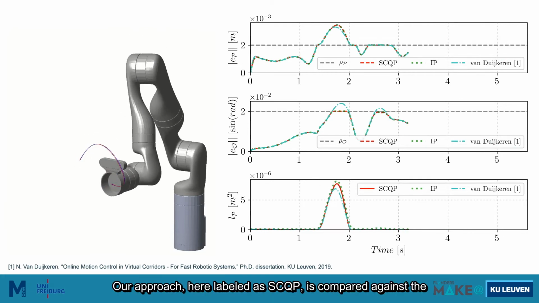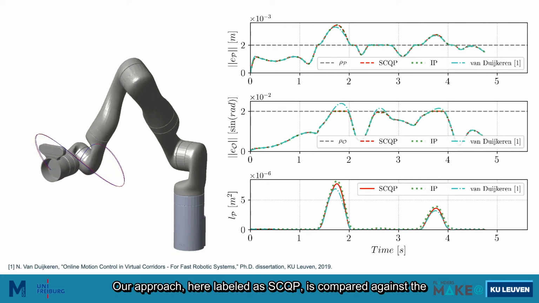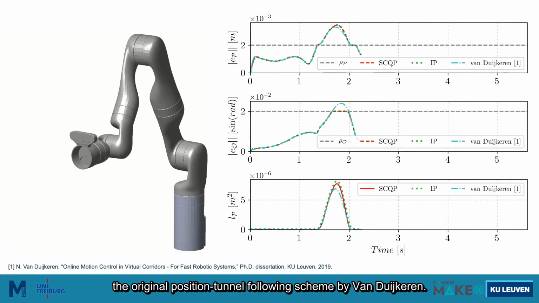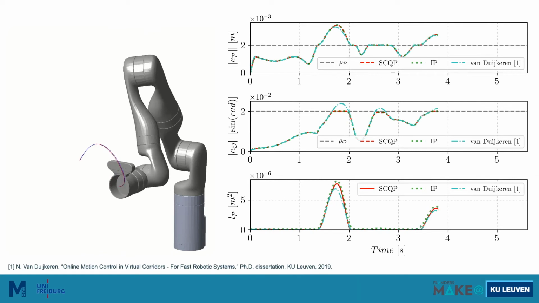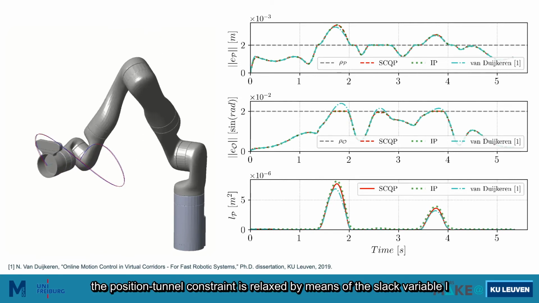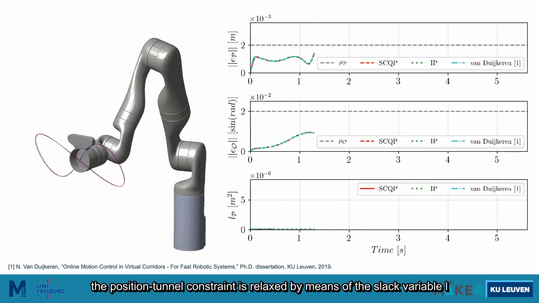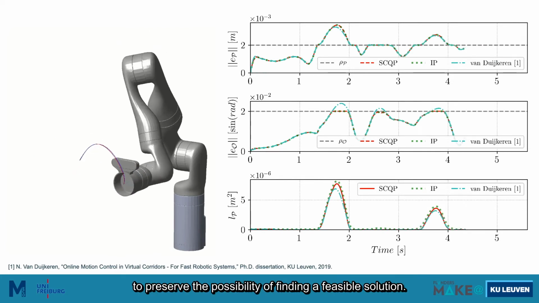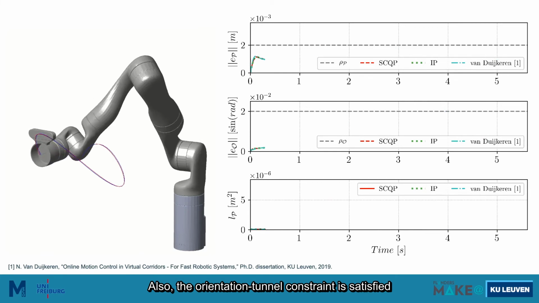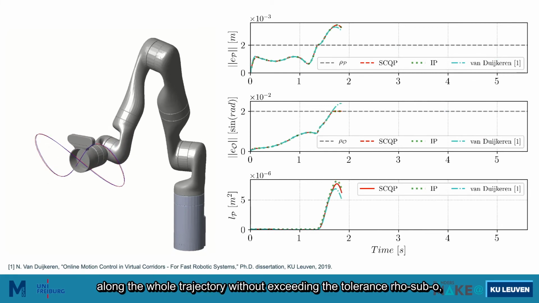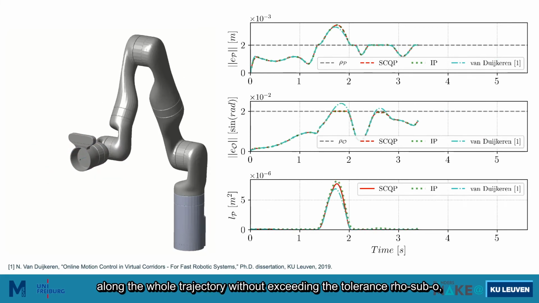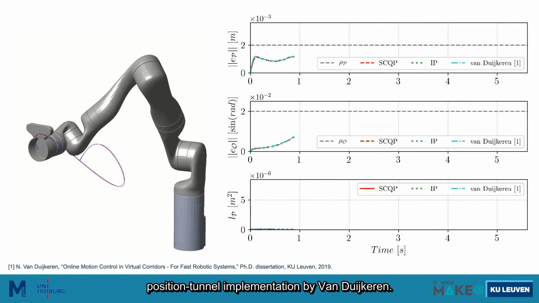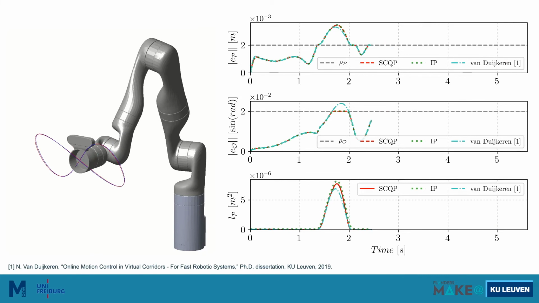Our approach, here labeled as SCQP, is compared against the interior point solver IPOPT and the original position tunnel following scheme by Van Duijkeren. As you can see from the error plots, the position tunnel constraint is relaxed by means of the slack variable L to preserve the possibility of finding a feasible solution. Also, the orientation tunnel constraint is satisfied along the whole trajectory without exceeding the tolerance ρ sub O, which is not the case for the original position tunnel implementation by Van Duijkeren.